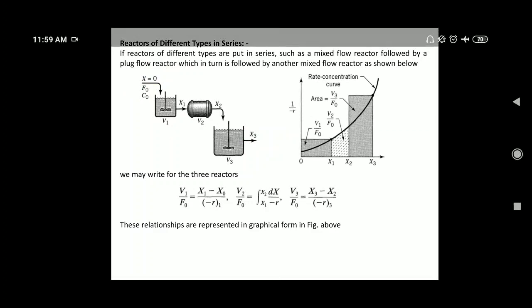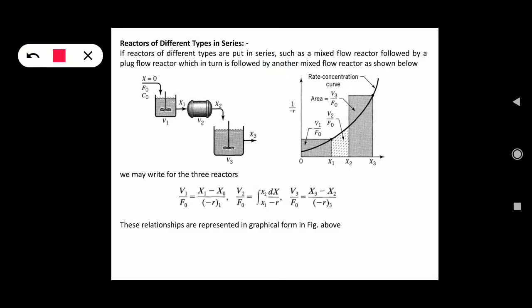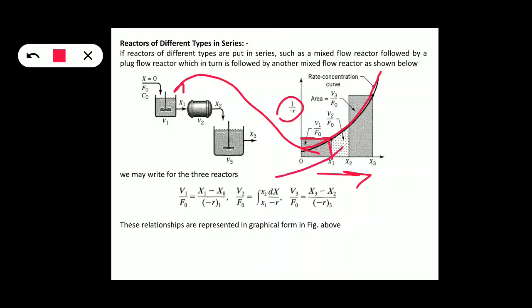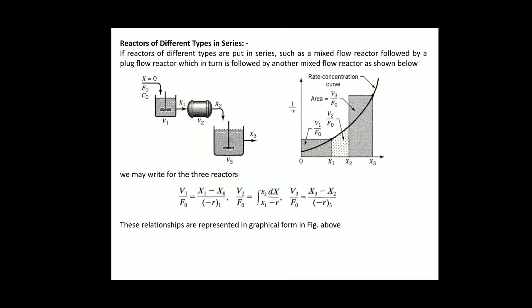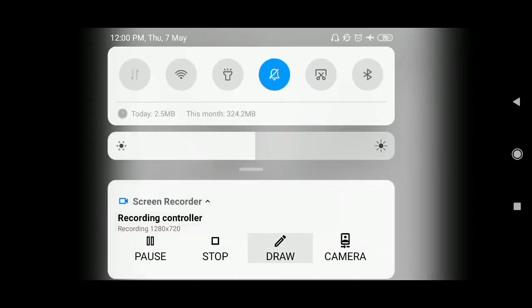So here you can see the diagram. As you know, this is 1 upon minus RA versus conversion, and the graph will be like this. The rate of reaction decreases with respect to conversion, so 1 upon minus RA will increase with respect to conversion. This shaded portion represents mixed flow reactor 1. This dotted portion represents the plug flow reactor 2, and this larger shaded portion represents the volume required for mixed flow reactor 3.